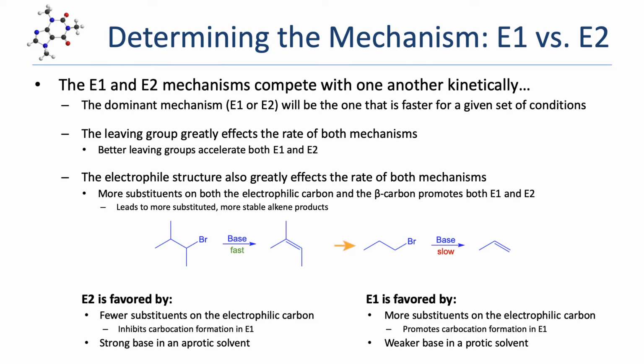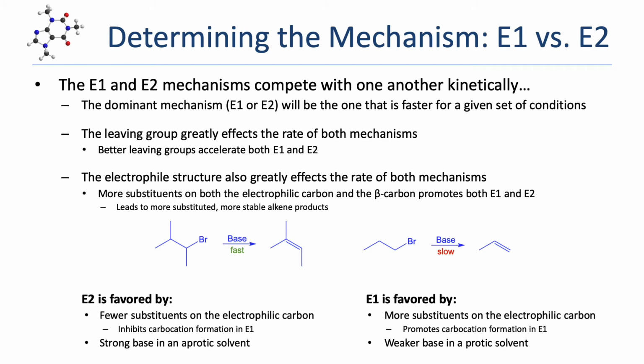In the second example, the leaving group, bromine, is attached to a primary carbon, and the beta hydrogens are attached to a secondary carbon. Elimination in this case would result in a monosubstituted alkene. The formation of a more highly substituted, more stable alkene is generally faster than the formation of a less substituted, less stable alkene. So how can we determine the dominant mechanism for an elimination?